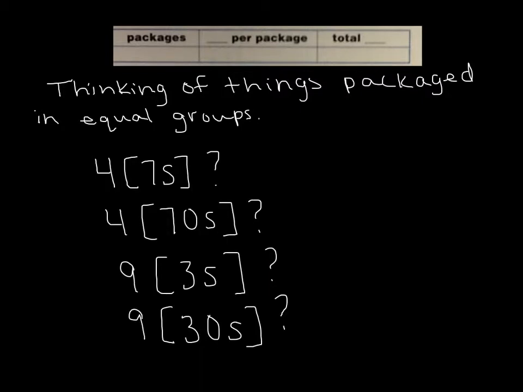Again, thinking of things that are packaged in equal groups. How much is 4 sevens? Go ahead and solve these problems on your board. I'll say the problem, you say the answer. 4 sevens equals, 4 70s equal, 9 threes equal, and 9 30s equal. Erase your board and get ready for your final set of problems.